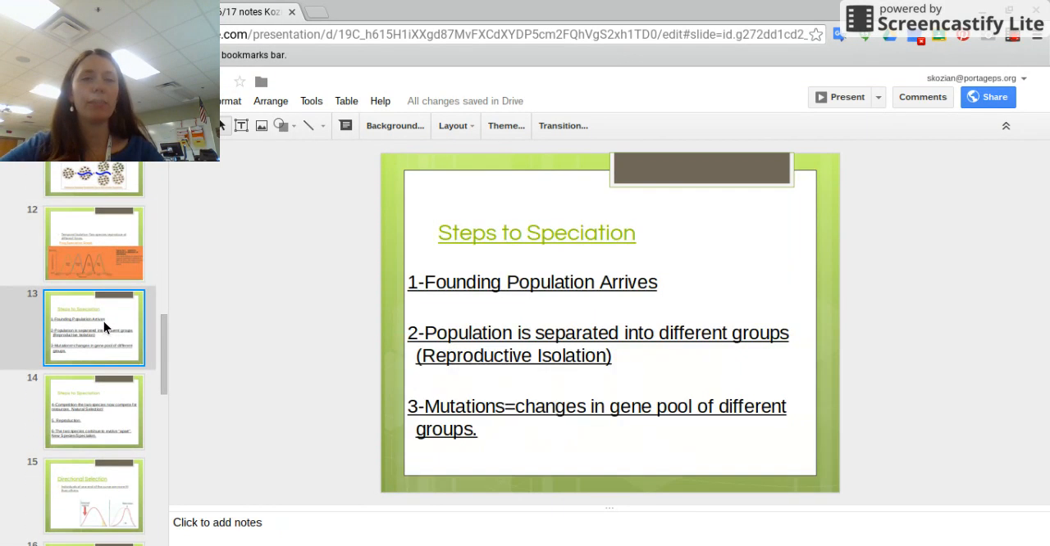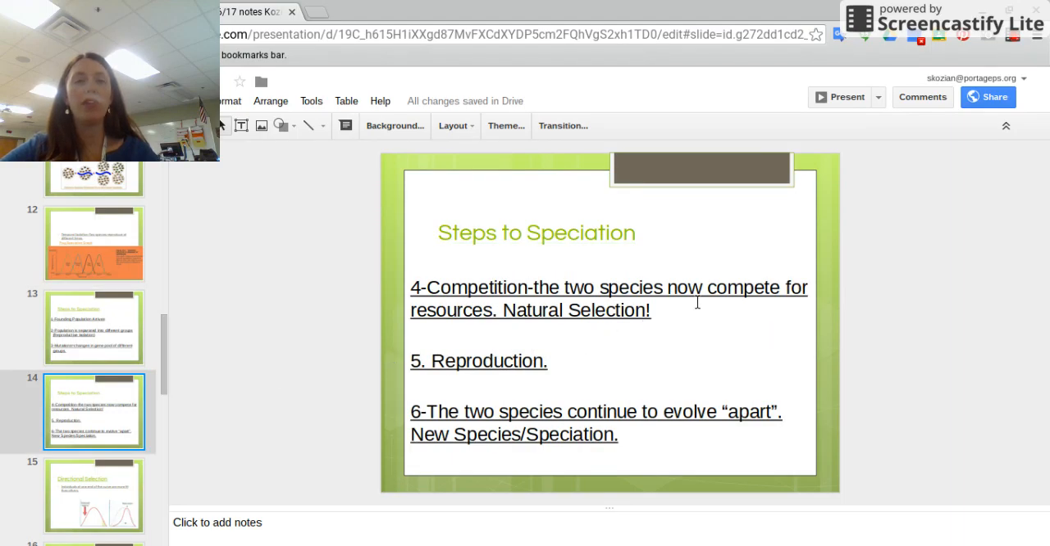Now let's talk about steps to speciation. I'm going to run through these really quick because you're going to see these a lot more in detail in class. First we have our founding population arrive, or our original gene pool. Somehow they are separated from each other. Then, when they are separated, either the genetic variability that's already in that population, which we get from gene shuffling and crossing over when we're making sperm and egg cells, or new mutations can pop up that can start to cause changes in those 2 gene pools. Then within each of those gene pools that are now evolving in their own ways, in their own places, we start to see natural selection.